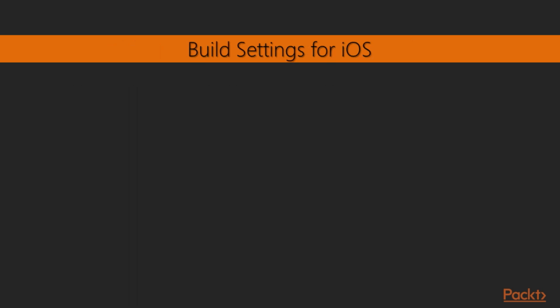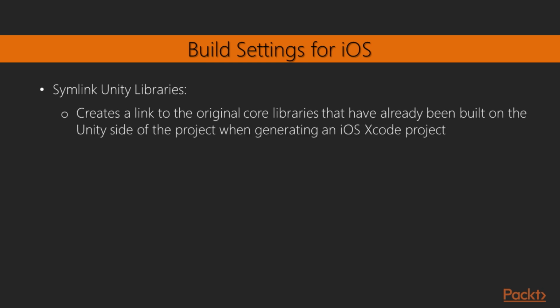We will also talk a little about iOS. This section provides an extra option specifically for the iOS platform. Symlink Unity Libraries. Symlink Unity Libraries creates a link to the original core libraries that have already been built on the Unity side of the project when generating an iOS Xcode project for faster iteration time and smaller build folders.